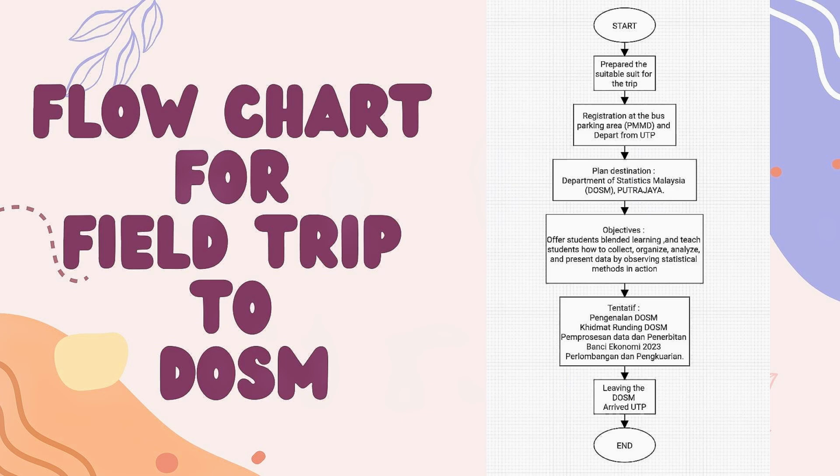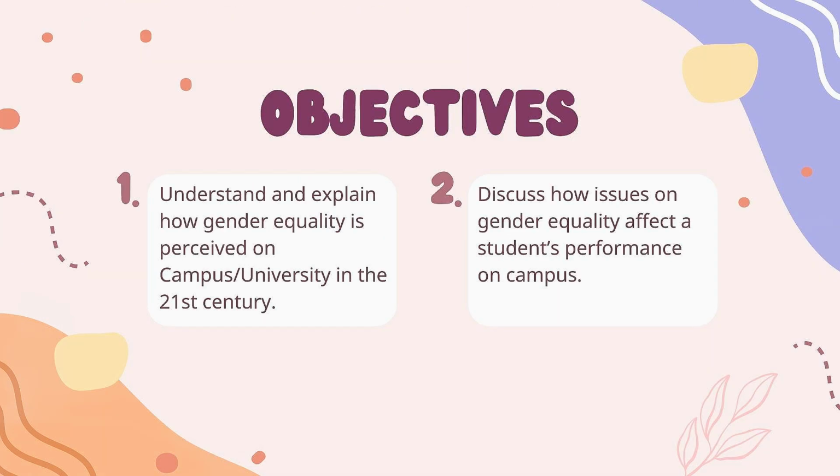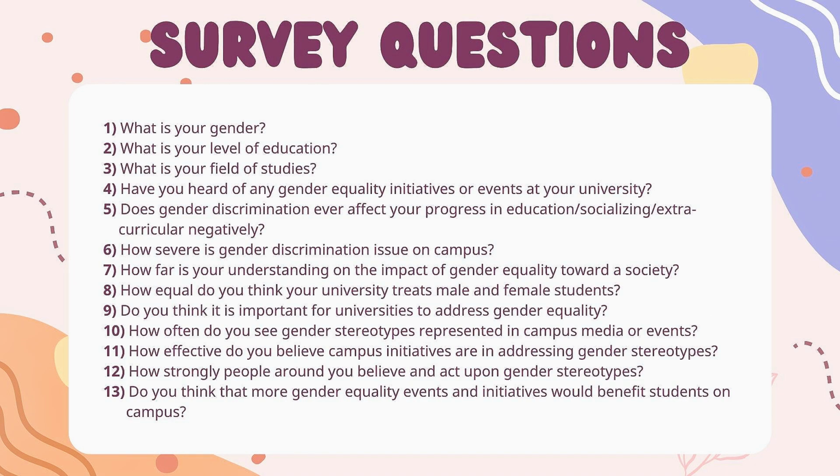experiences on gender equality. At university, gender equality is still a major problem that affects student opportunity, interaction, and experiences. We ran a survey and looked at a variety of student viewpoints in order to better understand how gender equality is viewed and portrayed in campus media, events, and activities. This study used a quantitative approach to collect, evaluate, and interpret data in order to shed light on how successful college initiatives for gender equality are.